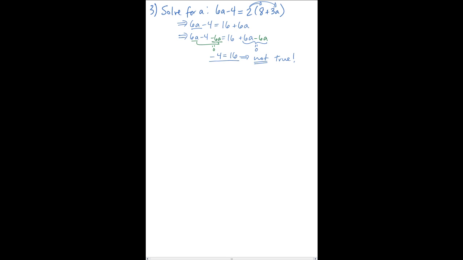While trying to solve for a, we actually eliminated the a's from the equation entirely, and we got a false statement. What does that mean? Well, this equation, negative 4 equals 16, has the same solution set as the original equation. And what is the solution set of the equation negative 4 equals 16? Well, the solution set is empty. There is no solution, because this is a false statement.